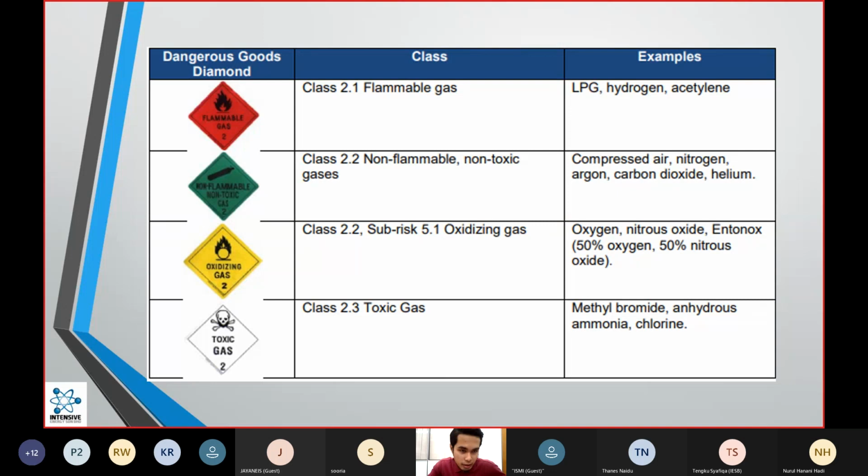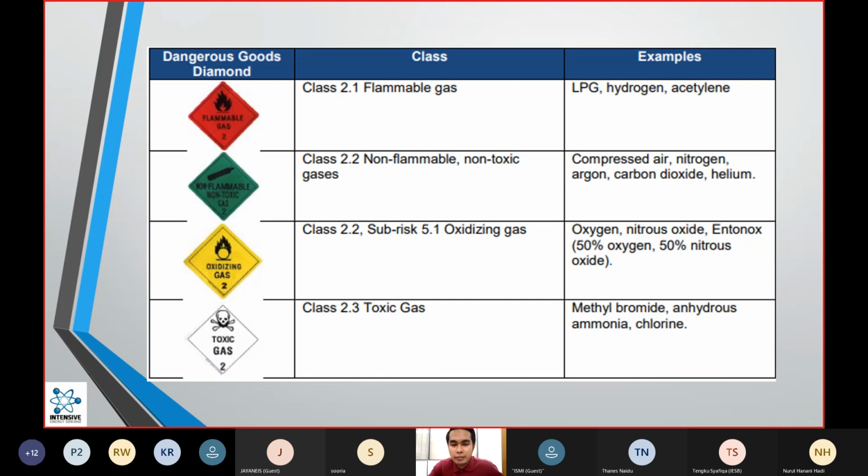For class 2.2 oxidizing gas, the sign is the yellow one. Types of gases are like oxygen, nitrous oxide, and others. And this one is a very dangerous gas because it is a toxic gas. So, toxic gas in class 2.3. Examples of this toxic gas are usually methyl bromide, ammonia, chlorine, hydrogen sulfide, and others. So this is the simplest I can give you about gas safety.